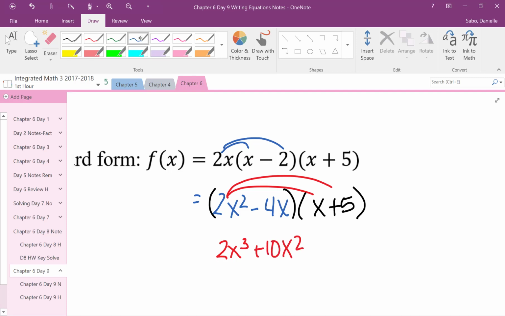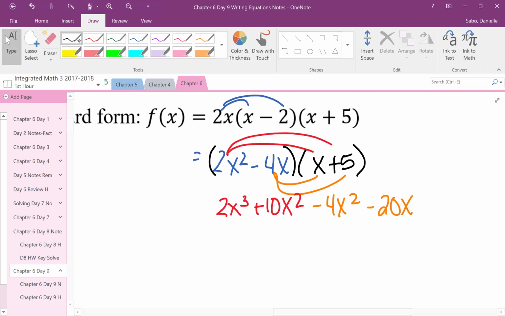Okay, now we have to take that second piece, that negative 4x, and we have to distribute it to both of them. So what's negative 4x times x? Beautiful. And then what's negative 4x times 5? Good. Negative 20x. Do you have questions on that step? On how I got any of that piece?